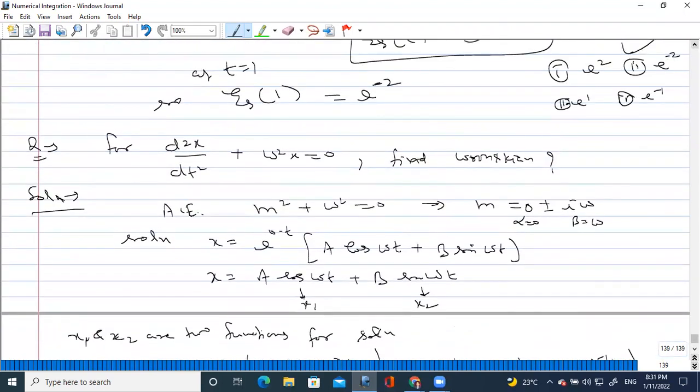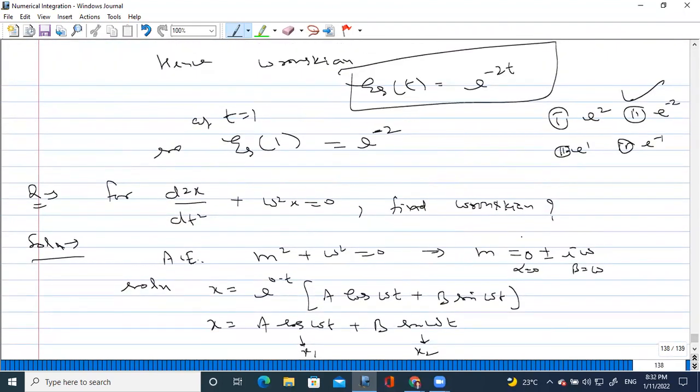So you can note it down now. Note it down.